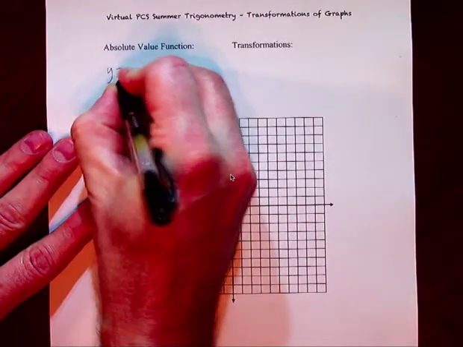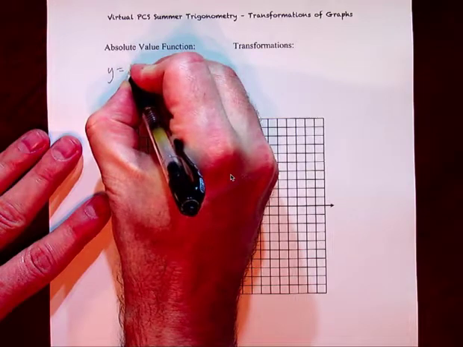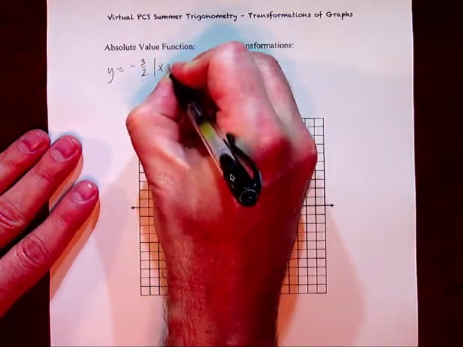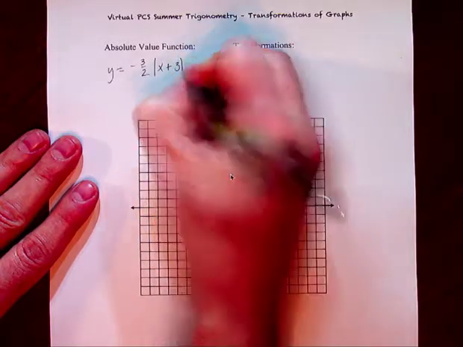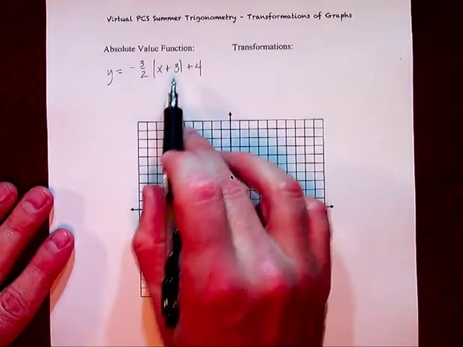Let's go ahead and let's talk about, I don't know, let's do negative 3/2 times the absolute value of x plus 3, plus 4, okay? And so here we have an absolute value function with several transformations, and let's see if we can pause for a second and try and determine for ourselves how many transformations there are. Now we have a c value.